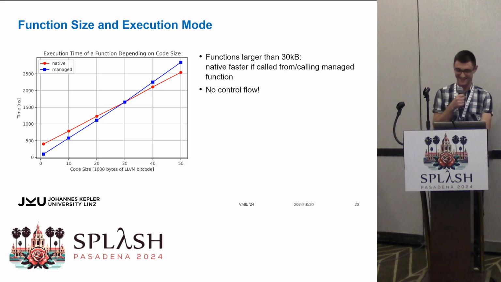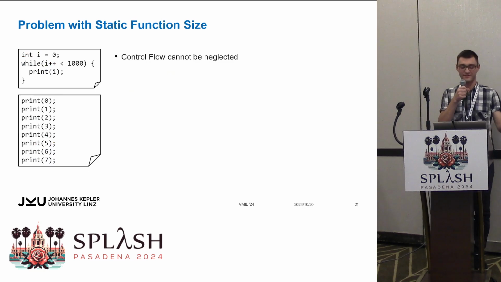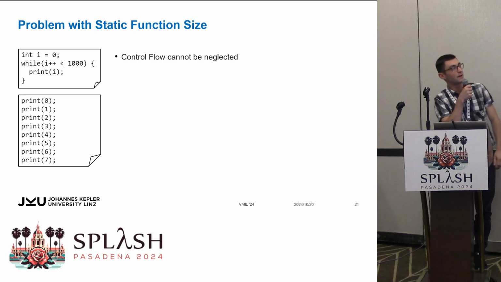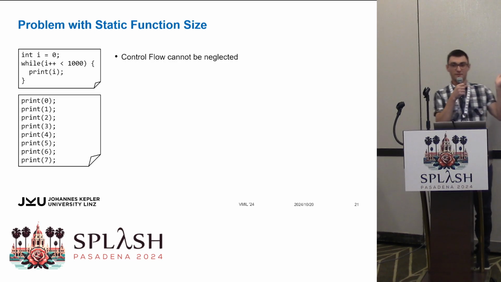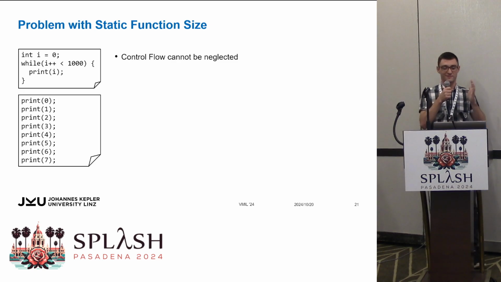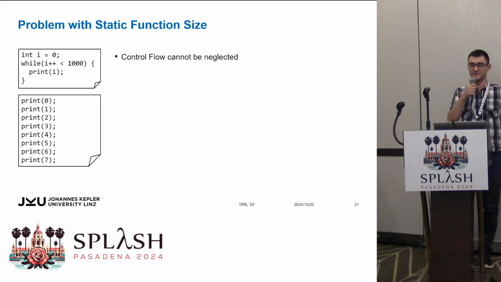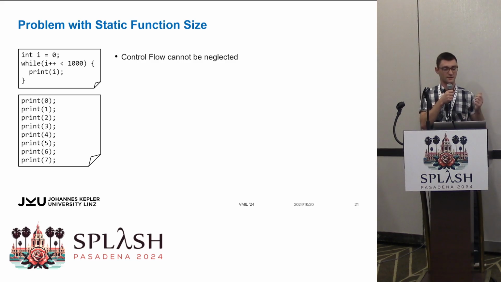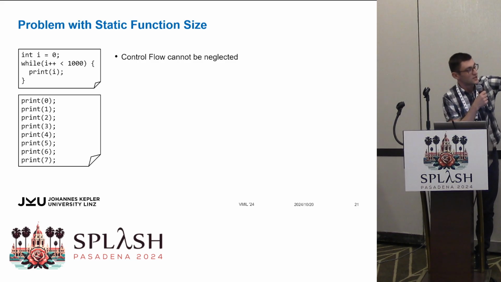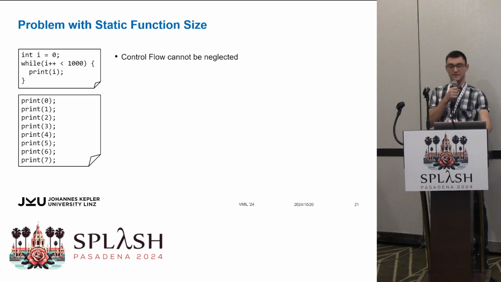However, the no control flow is a bit tricky, because you can relatively simply come up with an example where static code size and the amount of executed instructions contradict each other. Here, for example, we have a simple loop with 1,000 iterations. There you can see that the second example, which has the larger static code size, has fewer executed instructions in total.